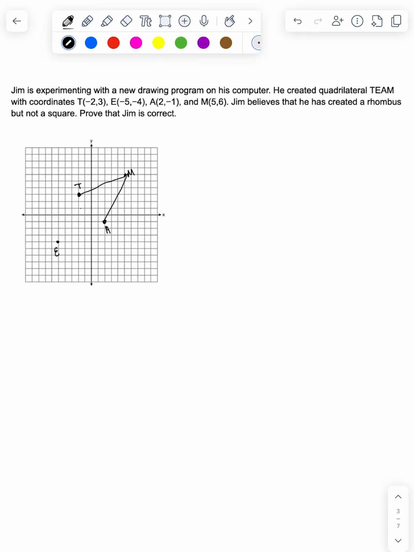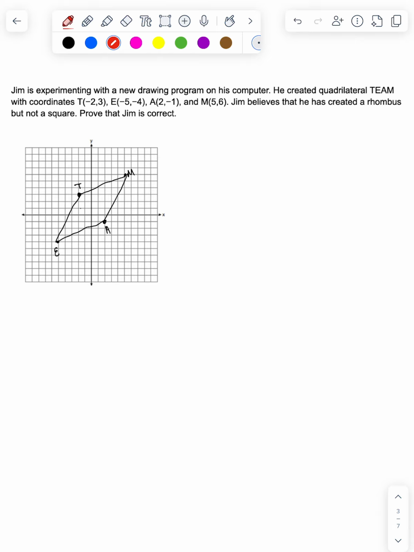Always a good idea to graph so that you don't end up mixing up sides and diagonals. Jim believes that he has created a rhombus but not a square. Prove that Jim is correct.